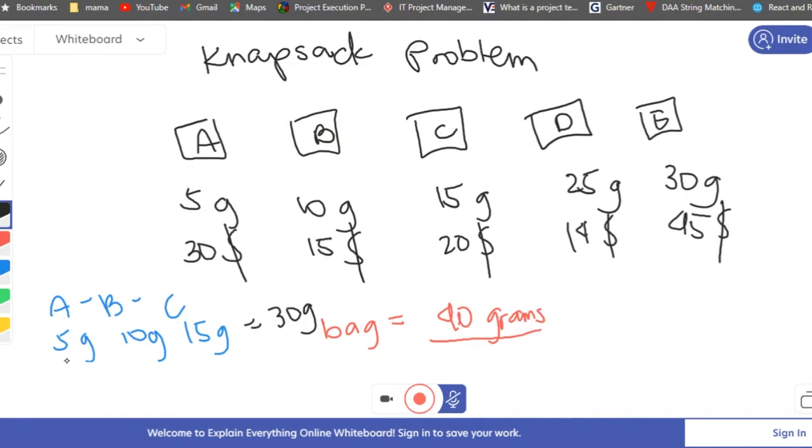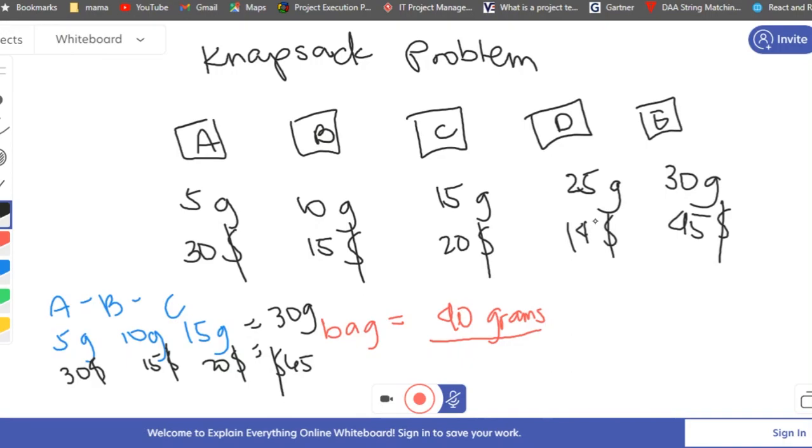Okay? So, equivalent ng 5 grams is the $30. 10 grams will be the $15. And then 15 grams equals $20. So you will add them. 30 plus 15, 45 plus 20, $65 ang makukuha mo. 30 grams can be less than 40 grams, so pwede niya pang mabitbit.